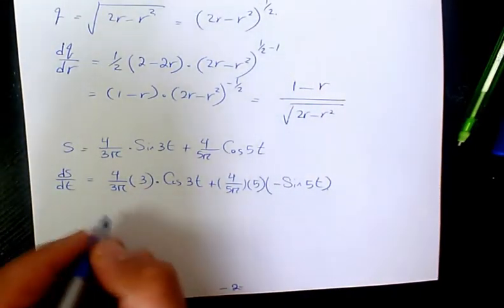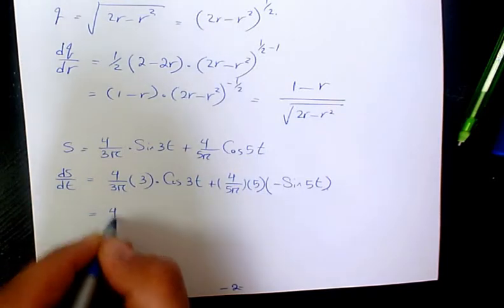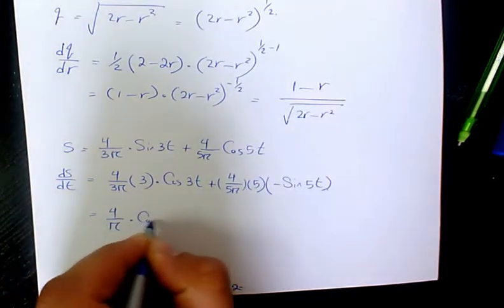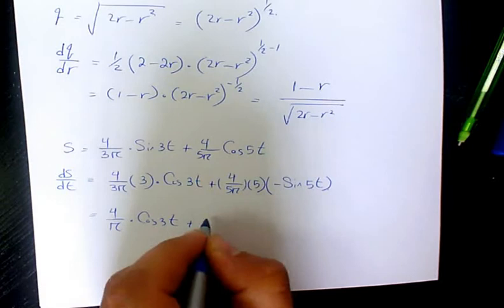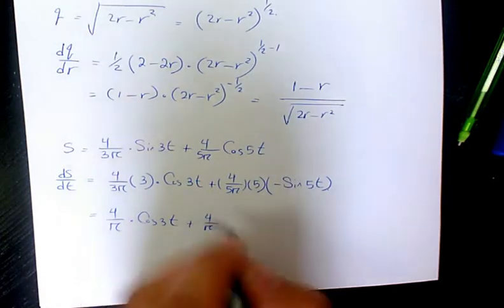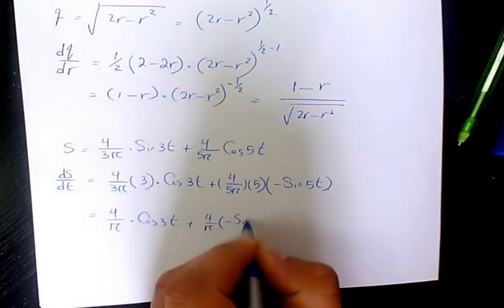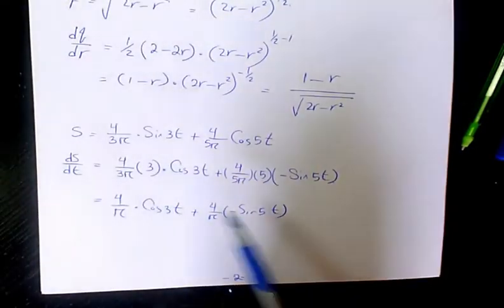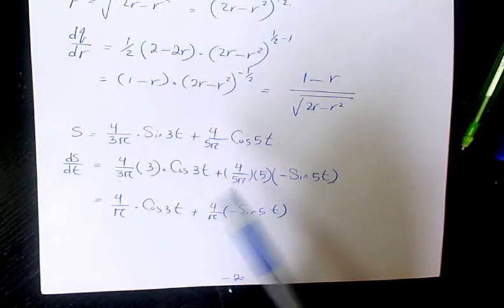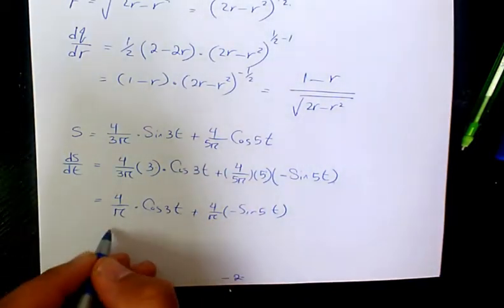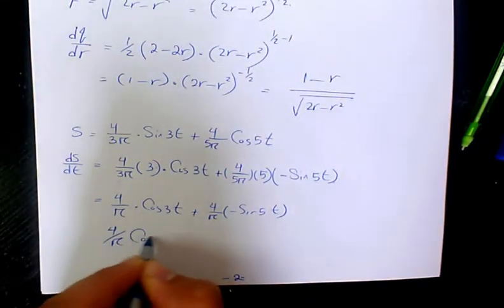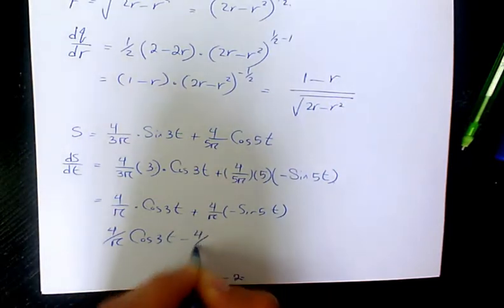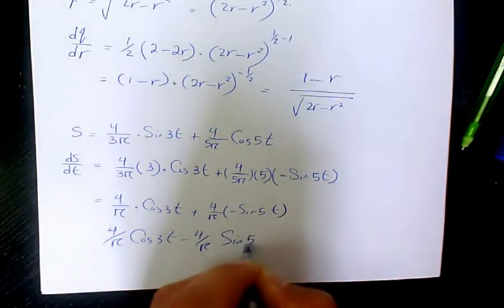So that's going to be 4 over pi times cosine 3t plus 4 over pi times negative sine 5t when you simplify it, because you can simplify 3 and 3 and 5 and 5. So when you simplify it, it's going to be 4 over pi cosine 3t minus 4 over pi sine 5t.